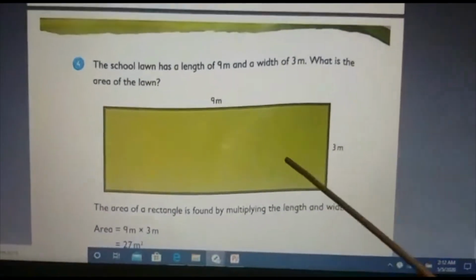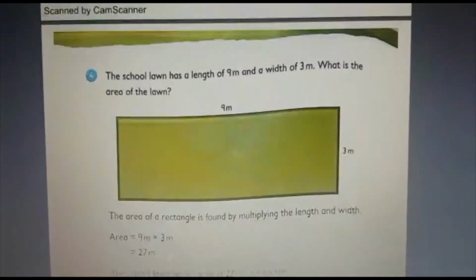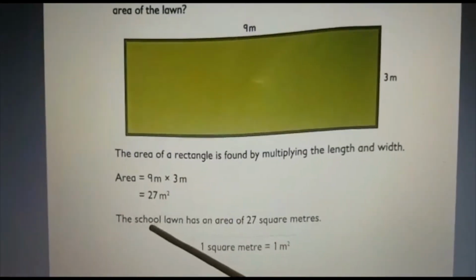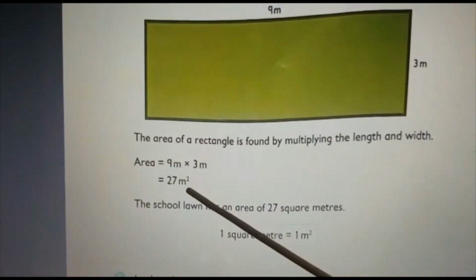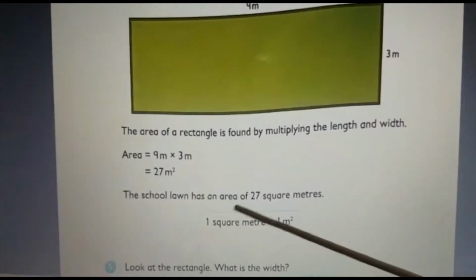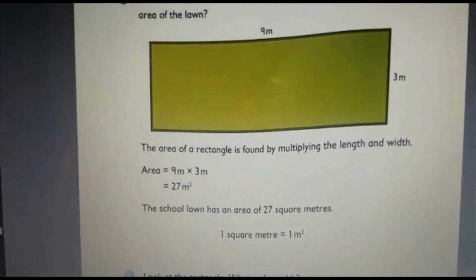So what is the answer? It is 27 meter or 27 meter square? It will be 27 meter square, or you can write 27 square meter. If you are writing meter square, you should write 27, then meter, then as an exponential power up you can write 2. Otherwise you can just write 27 then square meters. Both the answers are correct.